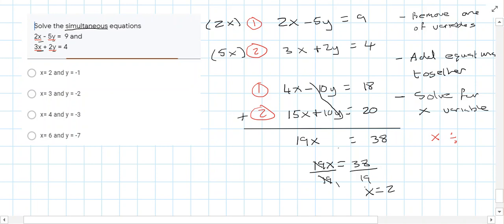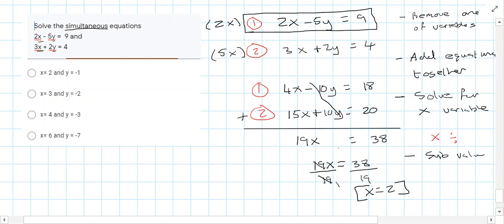Now we have the value for one of the variables in the simultaneous equation. Then you just pick one of the original equations that you started off with. So we can pick equation 1, substitute in the value for x that we've worked out, and then start to figure out what the y value is. So the next part is to substitute the value for x into the equation and solve for y.